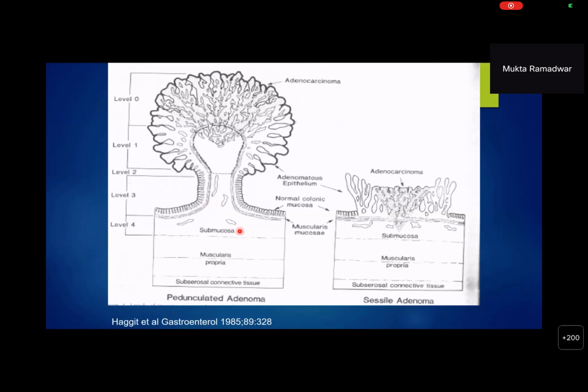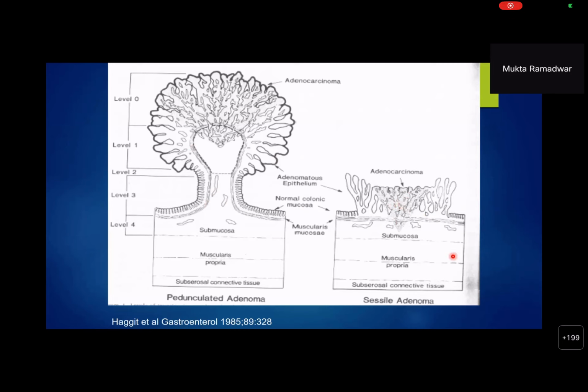Right? So then these levels become very different when it comes to sessile adenoma. We cannot really apply these level 1, 2, and 3 because there is no stalk. And therefore, whenever there is invasive adenocarcinoma in a sessile adenoma, it has a worse prognosis. That is because this adenocarcinoma has a direct connection to the main wall of the colon.